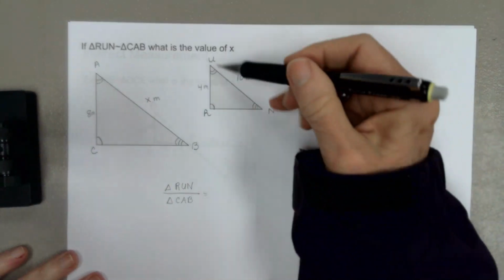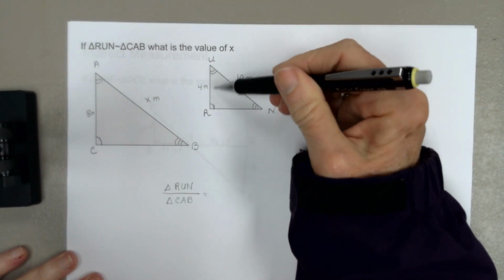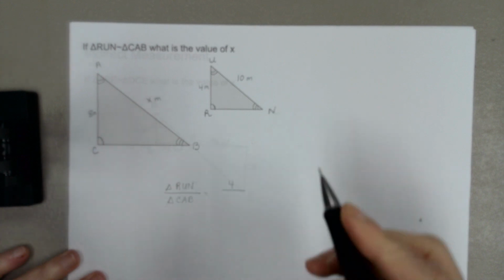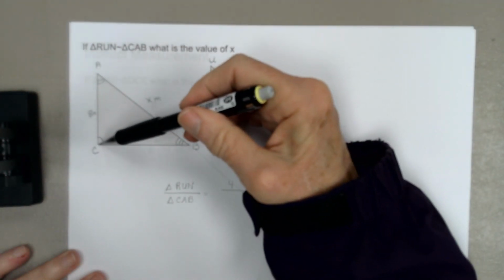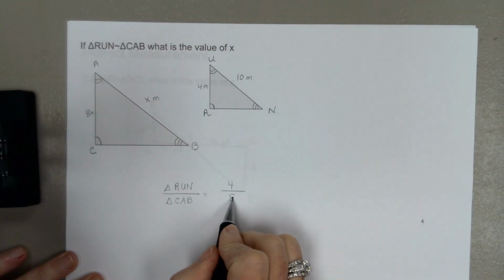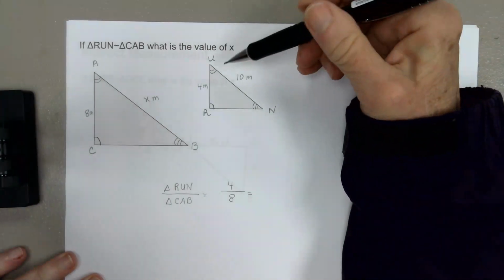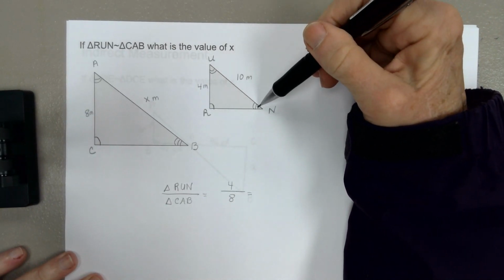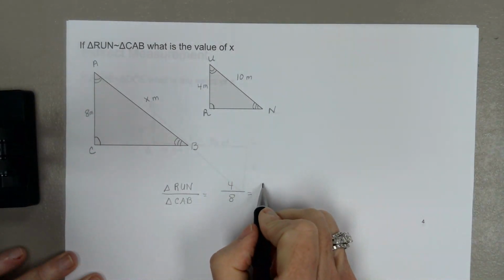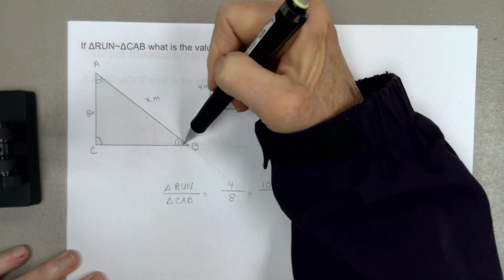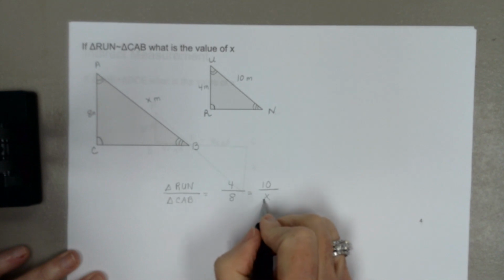So on the RUN, between the 1 and the 2 arcs, I have a 4. On the CAB, between the 1 and the 2 marks, I have an 8. So I have 4 over 8. On the RUN, which is on the top, between the 2 and the 3 arcs, I have a 10. And between the 2 and the 3 arcs over here, I have an X.